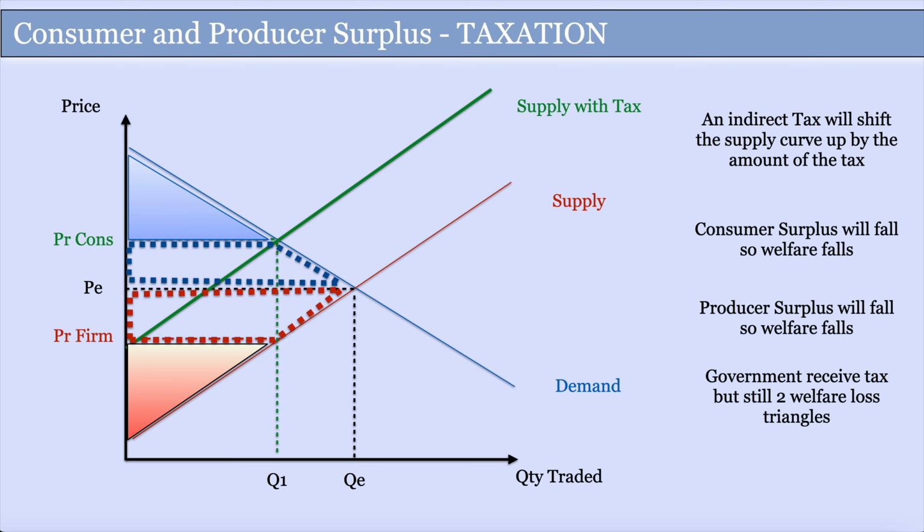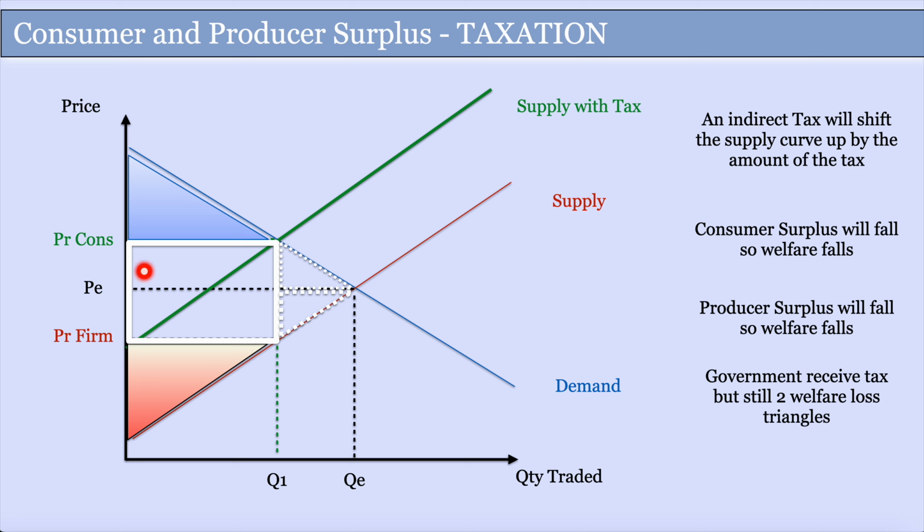So it looks like that's a bad thing, because obviously from the whole economy point of view you've lost all of this in terms of economic welfare. However, you've got to remember that the government will receive a tax. So I'm going to put that in now. That's the tax the government are going to receive, and so therefore you are left with these two welfare loss triangles here from a tax point of view.